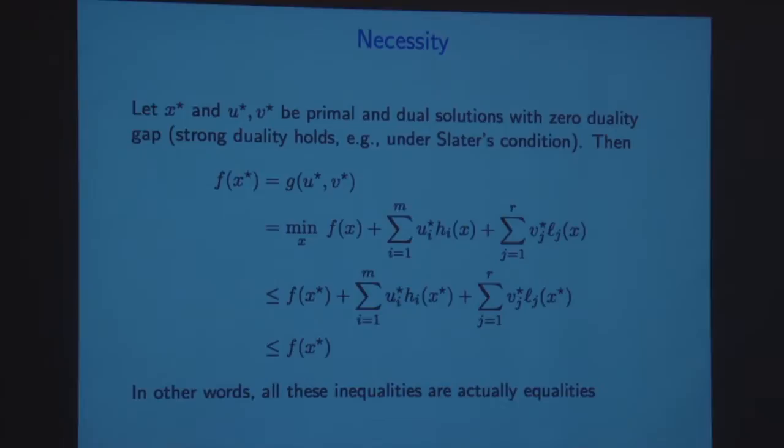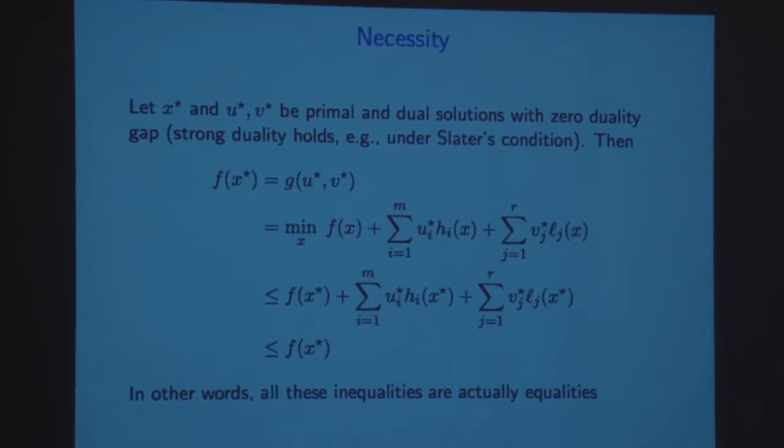So let's go with the necessity direction first, which means that if we have primal and dual solutions, x star and (u star, v star), and there's 0 duality gap, then we're going to prove the KKT conditions must hold. So we're in a situation where we assume that we've solved the primal and the dual, and we have 0 duality gap, which means that we have strong duality, f star equals g star. Remember, when would that hold? That holds, for example, if the primal was convex and we had strict feasibility of its constraint set by Slater's condition.